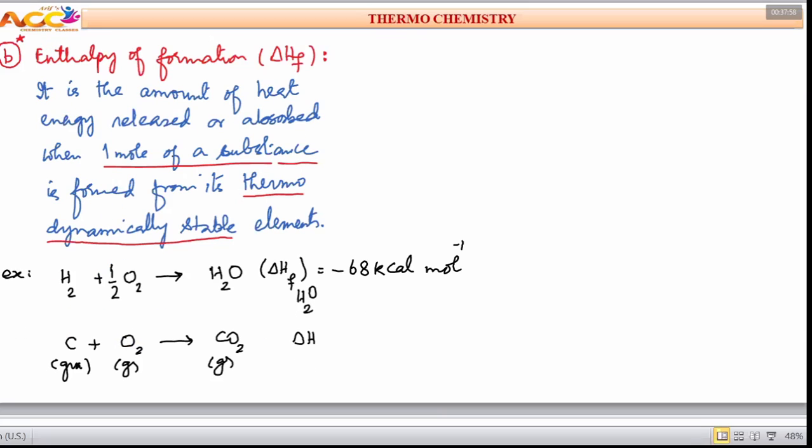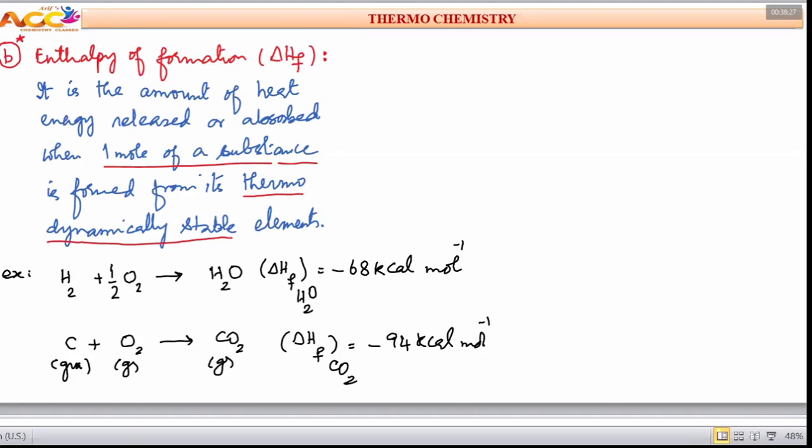You have to remember this now. Thermodynamically, carbon is more stable in graphite form. Therefore, it is called enthalpy of formation of carbon dioxide is equal to minus 94 kilocalories per mole. Energy, I don't want to remember, sir. I will remember one mole of carbon dioxide is formed from its elements. But which type of elements? Thermodynamically stable form of elements.